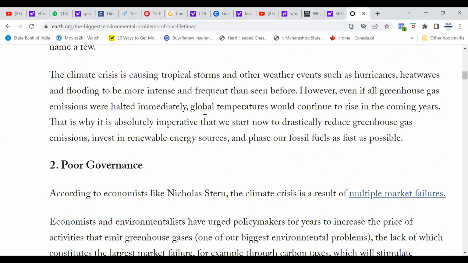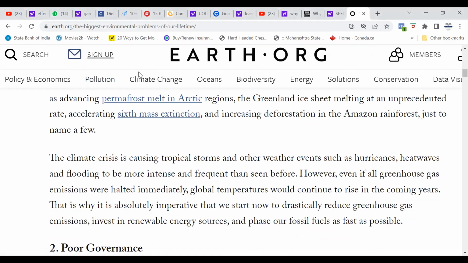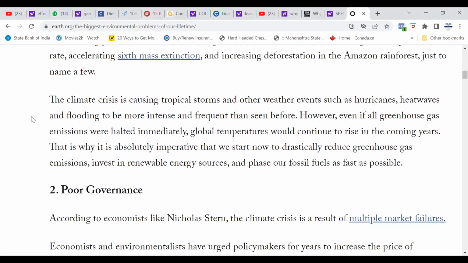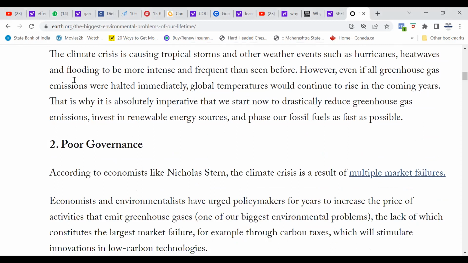Accelerating sixth mass extinction. Why? Because there were previous mass extinctions, like dinosaurs, which all vanished, and mammals like mammoths, which all vanished. So there were mass extinctions, and this may be the sixth one. I don't know all of them, but this is what we're talking about. Now see the solution-oriented sentence.